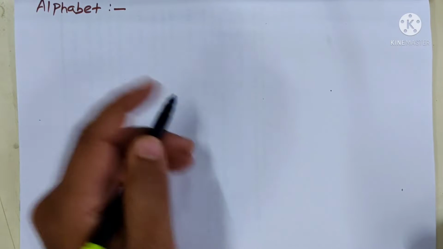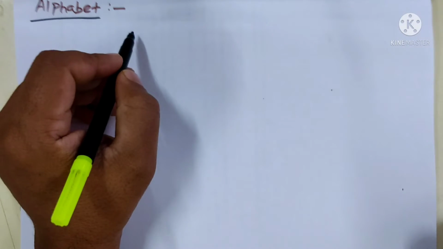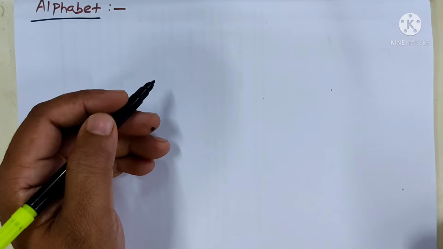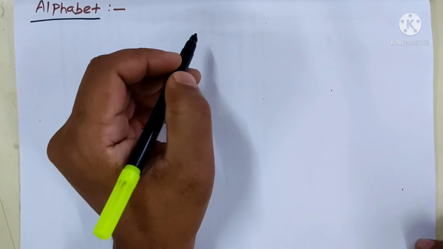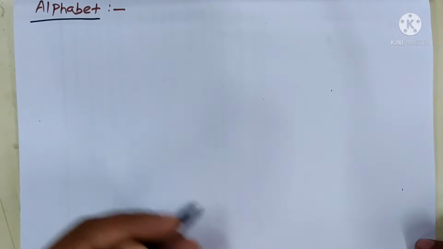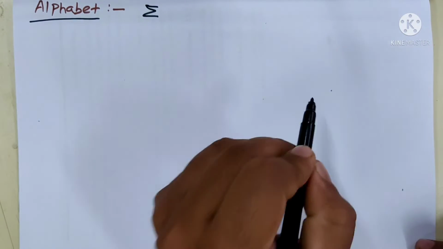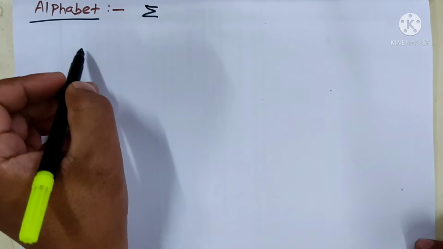So hello student. So let's start with alphabets. In finite automata, an alphabet is a finite, non-empty set of symbols. The symbol for an alphabet is denoted by sigma. So sigma is used for an alphabet's representation.